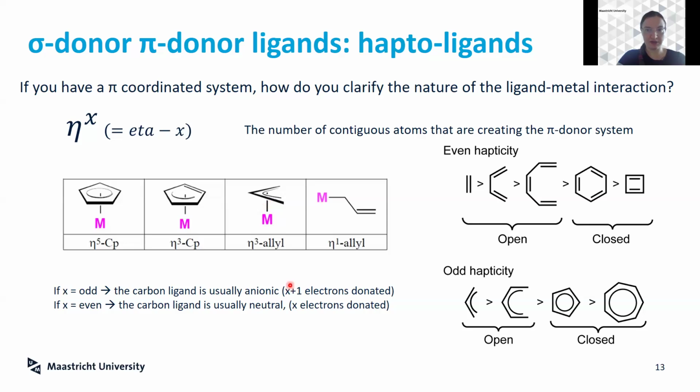How many electrons are involved in this? It does depend on how many atoms the ring has. So if your amount of atoms, so this one is a pentagon, right? So it's X is odd, then the carbon ligand is usually anionic. So you have 5 + 1 electrons, because you need to consider that there is the additional anionic character. If it's even, then the number of electrons is exactly the same as the one that you have. But you point in the center because in reality, you're pointing towards the molecular orbital of this thing.